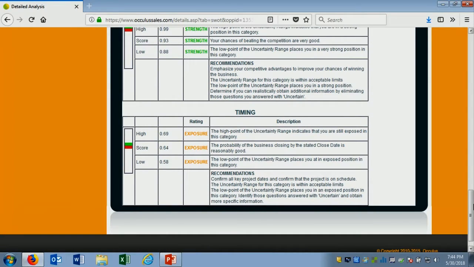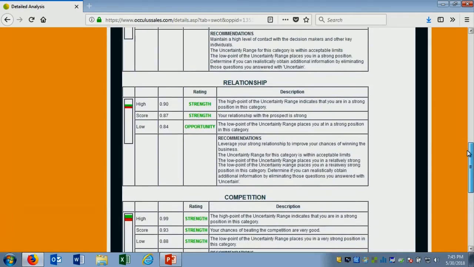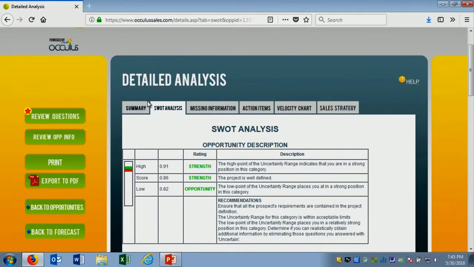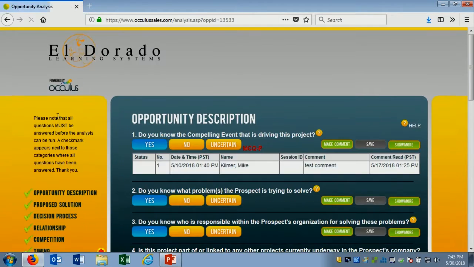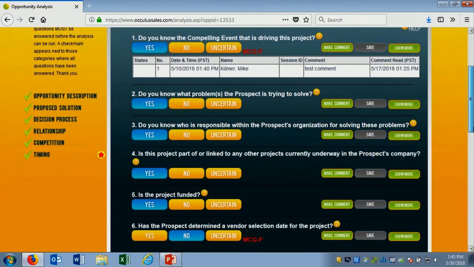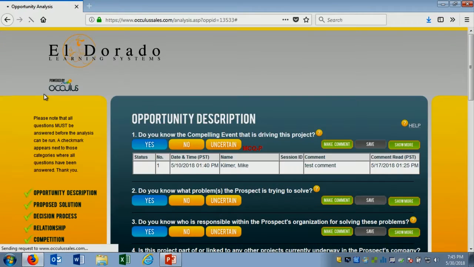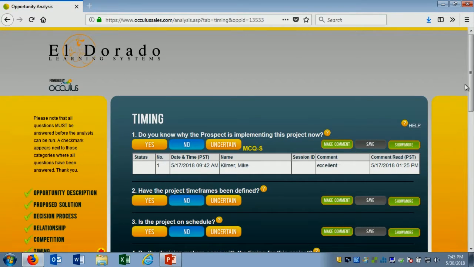Okay, there's exposure. And if you look at the score, the probability of the business closing on the stated close date is reasonably good, but there's an exposure. Confirm all key project dates and confirm that the project is on schedule. These are the recommendations that you should be looking at. So let's go back, review the questions, and take a look at the timing part of it. And let's see what we got here.